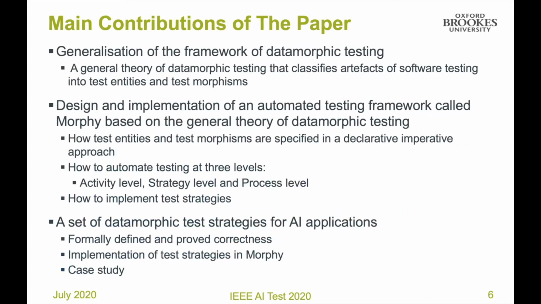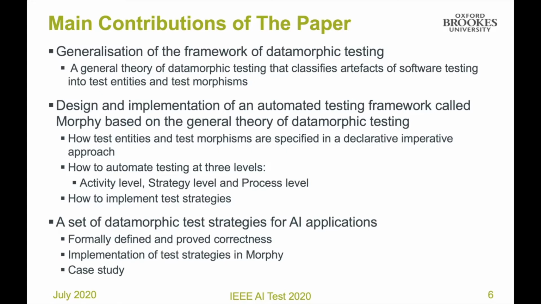So the main contribution of the paper can be summarized as these 3 points. First of all, we're going to generalize the framework of datamorphic testing to be useful for automating the testing process. In particular, the general theory of datamorphic testing is to classify the artifacts of software testing into 2 types of things. One is called test entities and another is called test morphisms. I will give the definition of these concepts in the next slides.